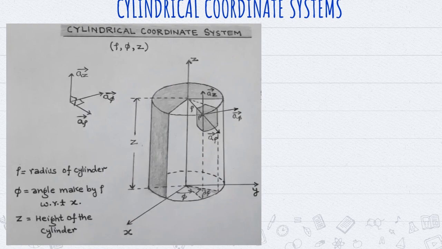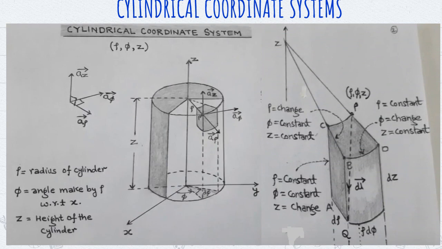The left topmost diagram shows the unit vectors. a rho and a phi are perpendicular to each other, whereas a z and a rho are also perpendicular to each other. Again I repeat, rho is the radius of the cylinder, phi is the angle made by rho with respect to x, and z is the height of the cylinder.